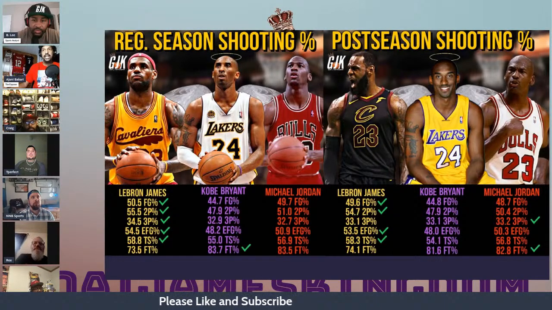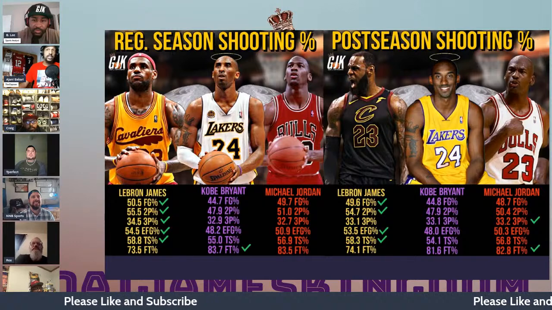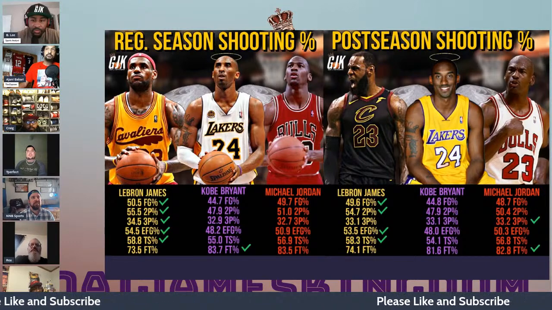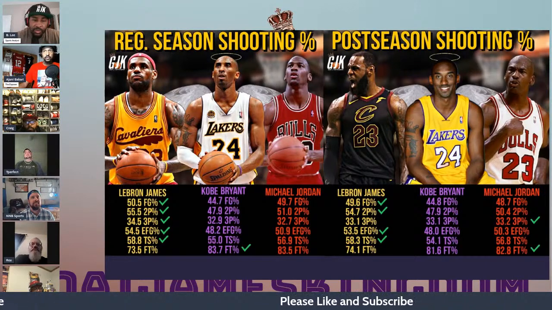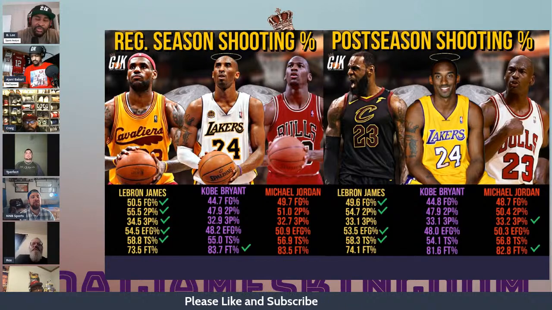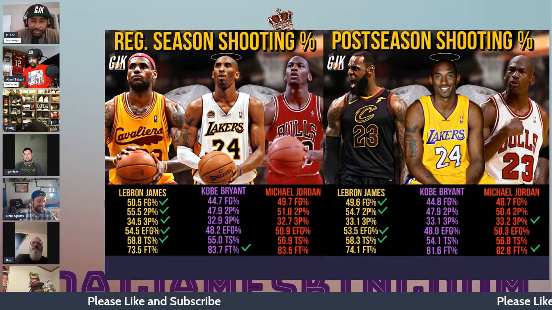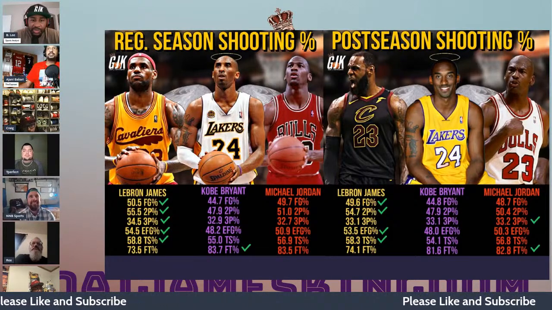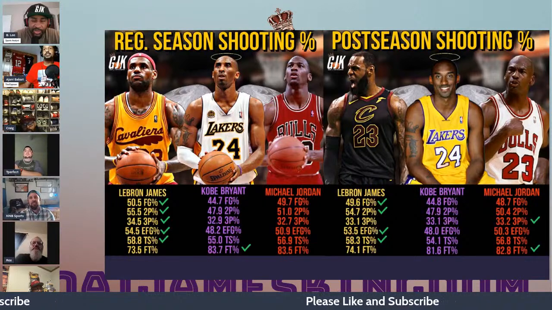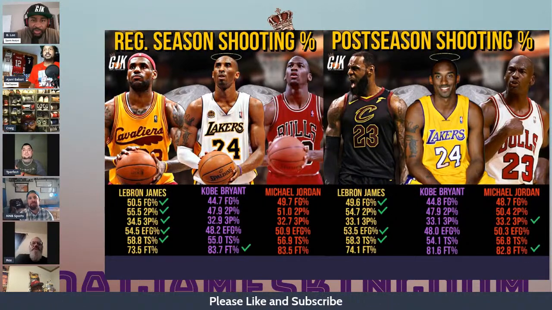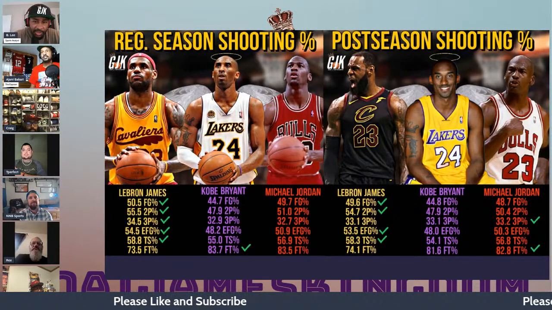Okay, so let's do that. What's the difference? Let's do the math. Do the total. Put the numbers up here right now. Just so you guys know the numbers, these are the percentages from LeBron and Jordan in the postseason. I added Kobe as well.